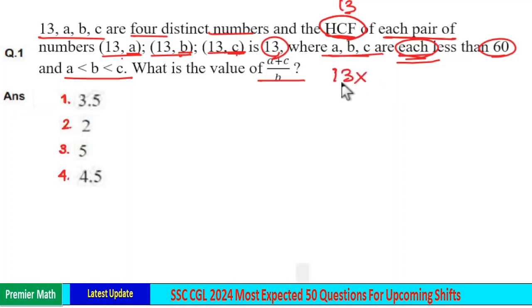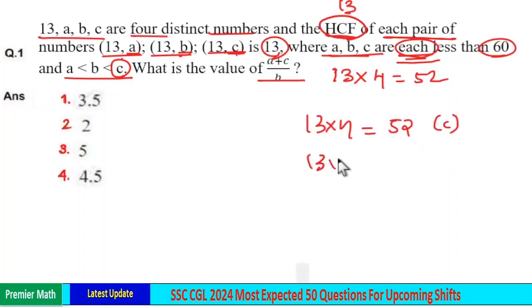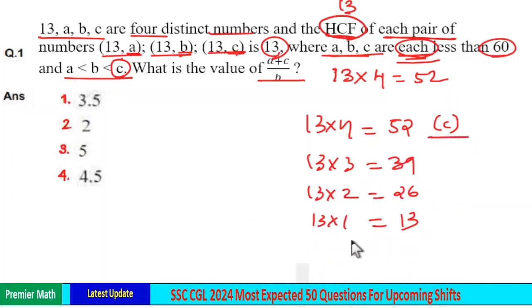So if you take multiples of 13, 13 into 4 is 52. Now 13 into 5 is 65, which is not less than 60. So this is the maximum, which means C is the largest number out of these, so C is 52. So 13 into 4 is C, which is 52. And 13 into 3 is equal to 39 and 13 into 2 is equal to 26, and 13 into 1 is 13.